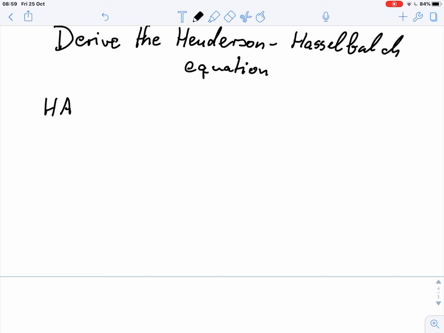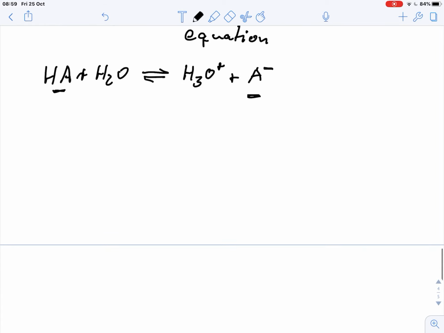And this acid, we add water to that. We have an equilibrium established, so we get a proton concentration here plus the conjugate base to the acid. So that's the acid, that's the conjugate base. And we can write this as an equilibrium, so we have Ka equals the proton concentration.